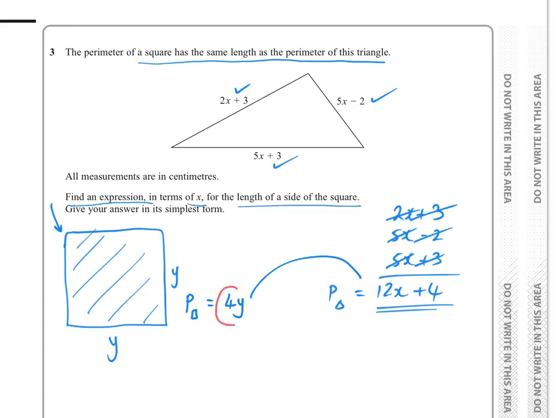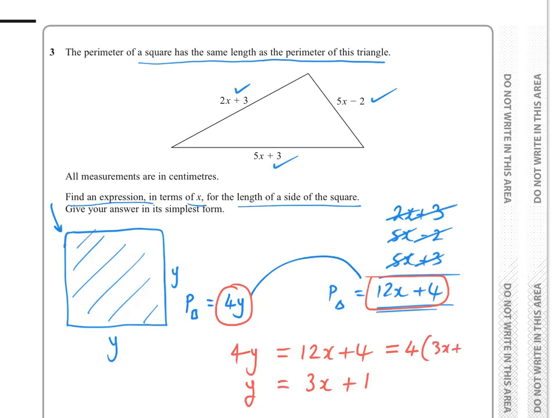So all we have to say is that 4y, the perimeter of the square, is exactly the same as the perimeter of the triangle. And if you divide both sides by 4 for this equation, you'll have y equals 3x plus 1. Another way of looking at that is, if you factorise 12x plus 4, you'd get 4 lots of 3x plus 1. And then you'd be able to see clearly that if you divided both sides by 4, you would get the desired result, y equals 3x plus 1.